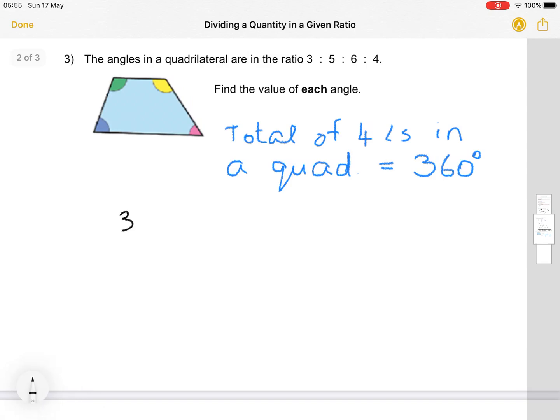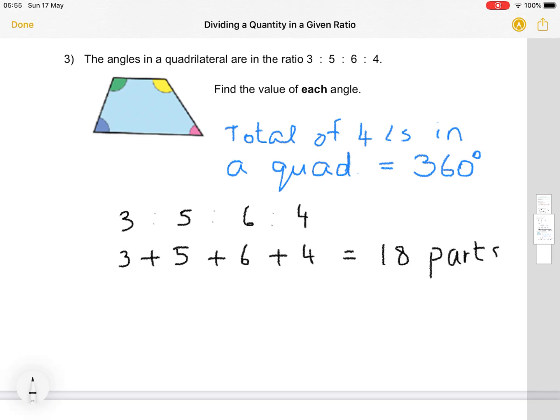So I have 3:5:6:4. I cannot simplify it further. I cannot find a number which goes into the 4 parts together. So I'm going to use that ratio. First of all, I need to add it up. 3 plus 5, it's 8. Plus 6, it's 14. Plus 4, it's 18. So I have a total of 18 parts. Okay, those are parts.